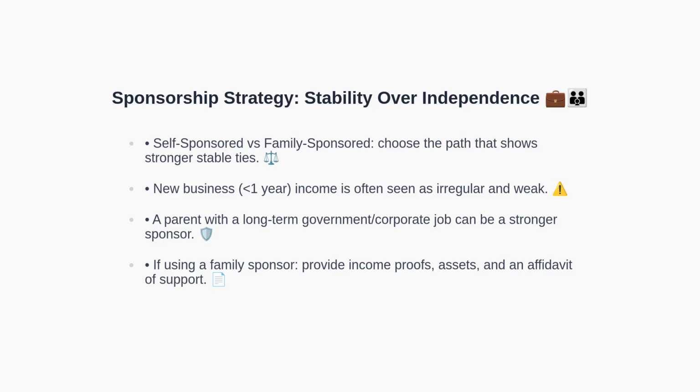When selecting between self-sponsorship and family sponsorship, prioritize the option that demonstrates stronger and more stable ties to your home country. Early-stage businesses, particularly those under a year old or home-based, are frequently perceived as irregular and insufficient to prove stable income. Conversely, a parent holding a long-term government or corporate position can be viewed as a more reliable source of financial stability. If you choose family sponsorship, provide robust documentation such as income proofs, asset evidence, and a formal affidavit of support. Next, let's compare the two approaches side by side.